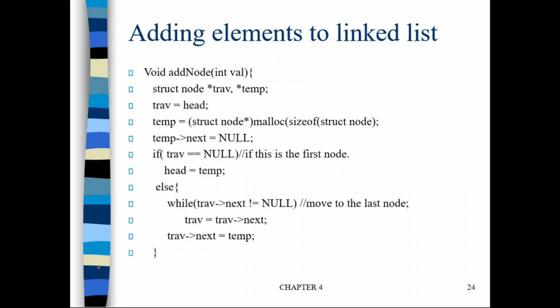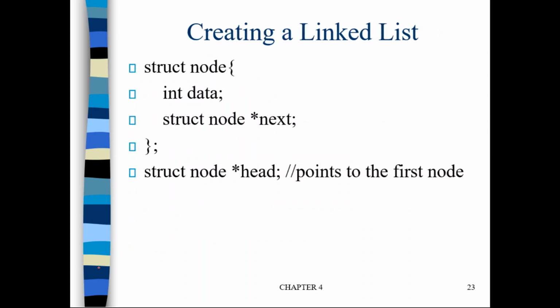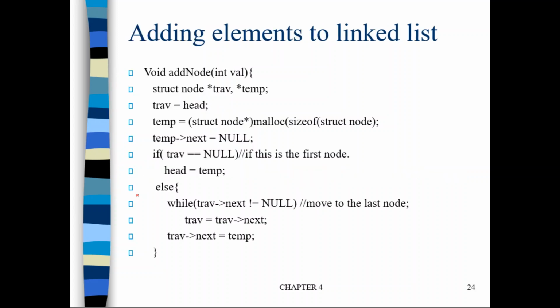Fine. So first let us see how to add elements to the linked list. Let us assume that initially our linked list is empty. So far we have done only this much coding, which means there is no node at all. We want to add nodes to the linked list. So how can we do that? That can be done by this particular function.